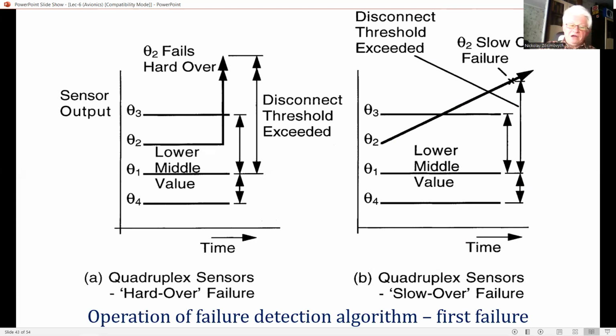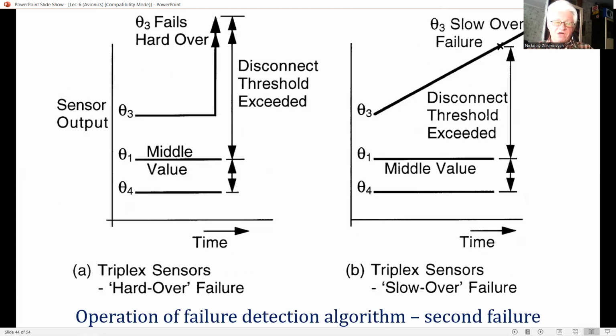The lower middle value is 60, and the differences of the higher and lower value sensor outputs from this middle value are 0.5 and 0.3 respectively, so that all sensor outputs would thus be valid. Consider now two failure examples. First, a hard-over failure, and second, a slow-over failure, as shown in this figure.